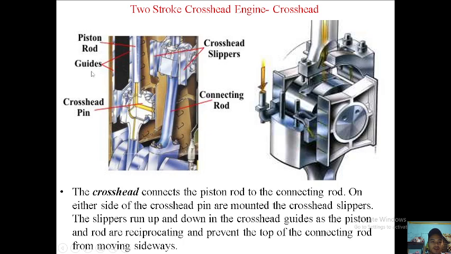And then we have the guides, so that the crosshead sleepers will slide on these guides or crosshead guides. And we have the crosshead pin to hold them. So the crosshead connects the piston rod to the connecting rod. On either side of the crosshead pin are mounted the crosshead sleepers. So the sleepers run up and down in the crosshead guides as the piston and rod are reciprocating and prevent the top of the connecting rod from moving sideways.